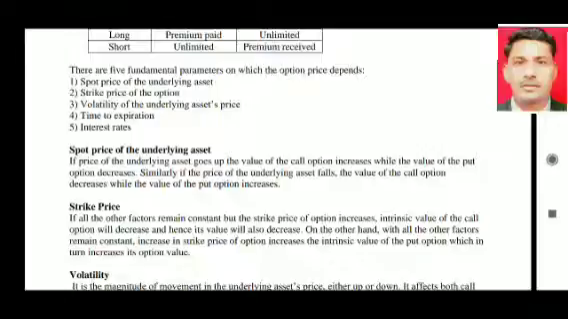If the price of the underlying asset goes up, the value of the call option increases, while the value of the put option decreases. Similarly, if the price of the underlying asset falls, the value of the call option decreases, while the value of the put option increases. Strike price. If all the other factors remain constant but the strike price of the option increases, the intrinsic value of the call option will decrease and hence its value also decreases.